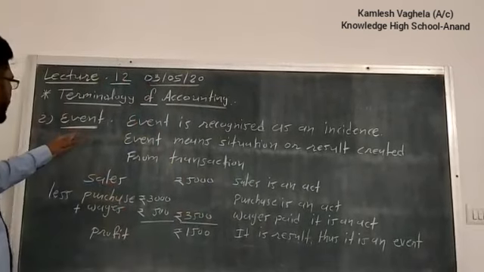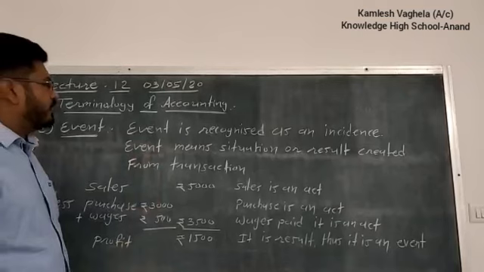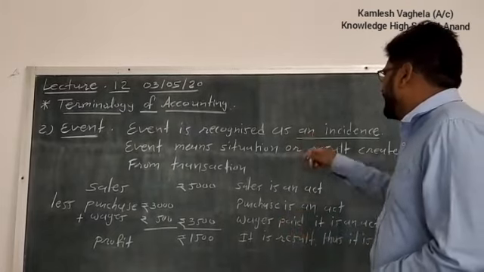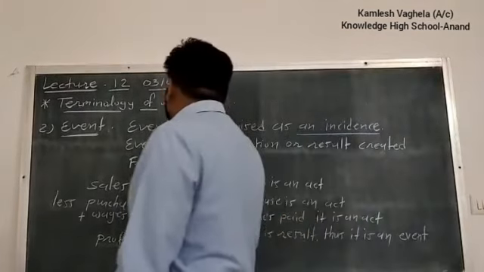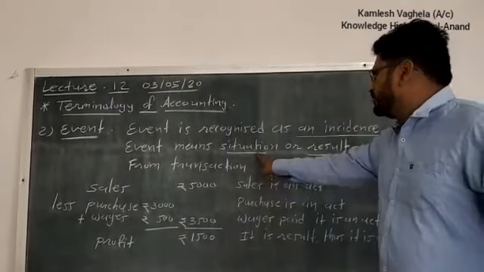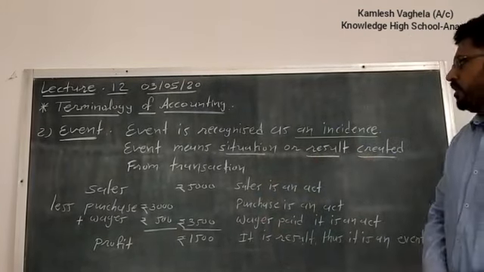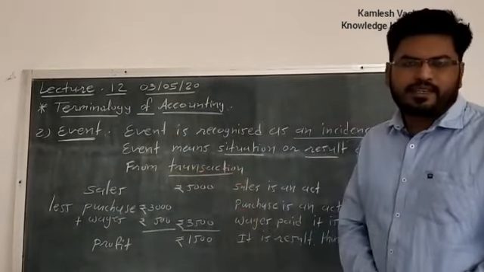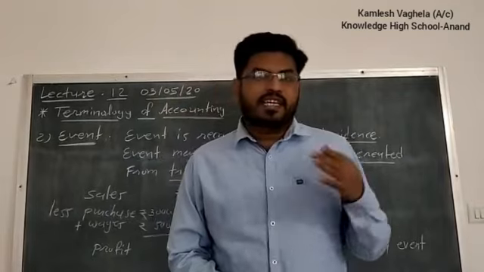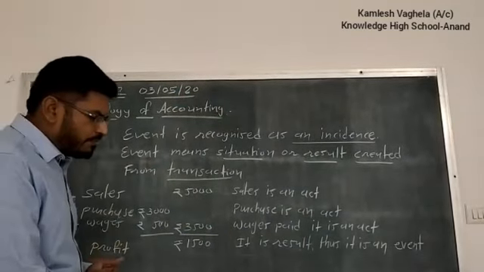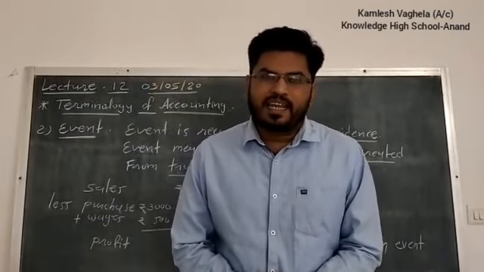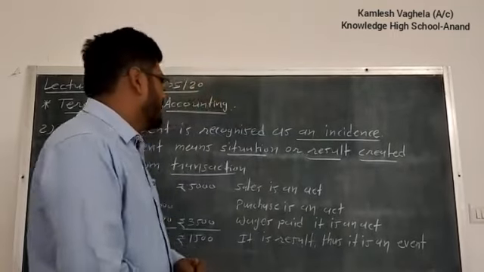So in accountancy, what is the meaning of event? Event is recognized as an incidence. It means a situation or result created from a transaction. So in accountancy, if a result or situation is created from any transaction, that is known as an event. यानी हम बिजनेस करते हैं तो बिजनेस में जो ट्रांजेक्शन्स करते हैं और उस ट्रांजेक्शन से जो रिजल्ट आता है वो रिजल्ट क्या कहलाता है? Event. Okay, so here I have given an example.